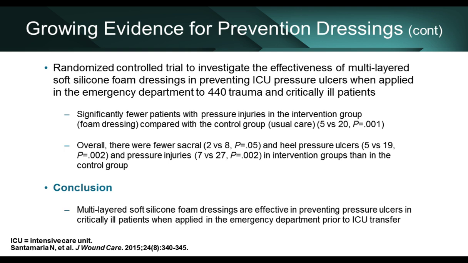Here is another example of some evidence. This is one of the few randomized controlled trials to investigate the effectiveness of multi-layered soft silicone foam dressings in preventing ICU pressure injuries when applied in the emergency department to over 440 critically ill patients. So this was a pretty strong study, and they found fewer sacral and heel pressure injuries in the intervention groups than in the control group. So their conclusion was that multi-layered soft silicone foam dressings are effective in preventing pressure injuries in these critical care patients.